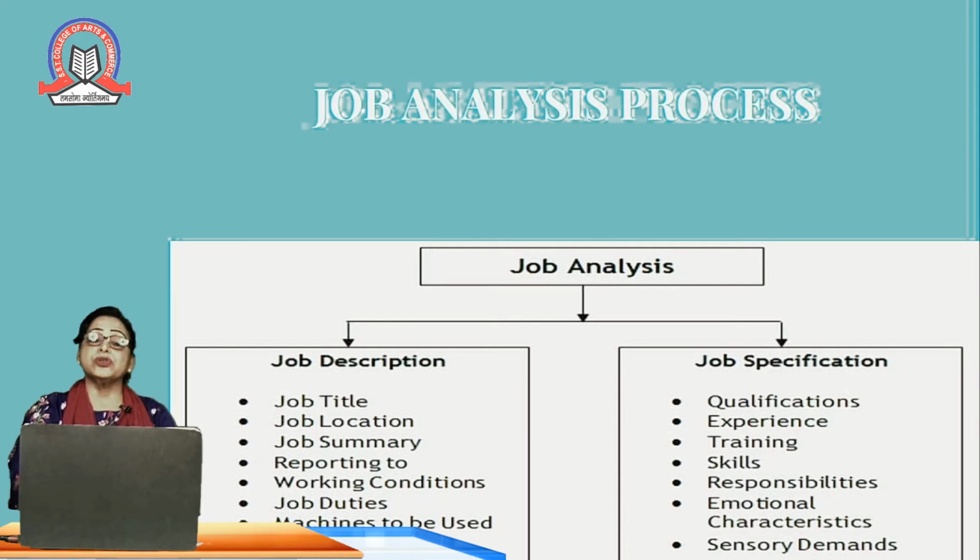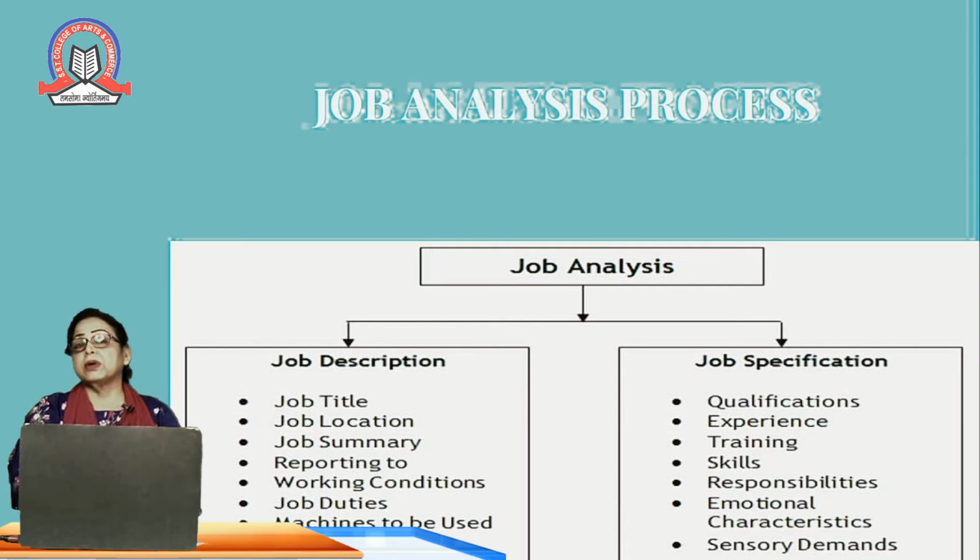Next is the job analysis process. It is very important to go through the job analysis process, as it covers two different areas. One area is job description, another is job specification. Now let's try to understand what job description is. Job description includes the title of the job, that means the post: manager, assistant manager, clerk, accountant, etc. That is the job title. Second is job location. The locality of the person who is going to be posted or selected may be Mumbai, Pune, Delhi. That means specifically the job location.